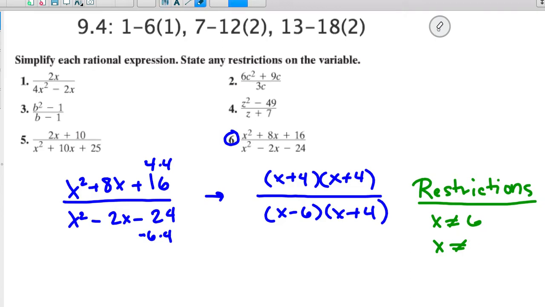Oops. Okay, so that should be negative 4, not positive 4, because when you set that equal to 0, you have to subtract 4. All right, and now that we have our restrictions, now we can cancel out like expressions, and you're left with x plus 4 over x minus 6. So you have your simplified rational function expression, and you also have your restrictions.